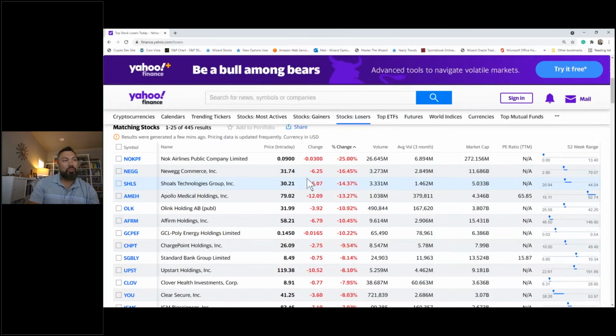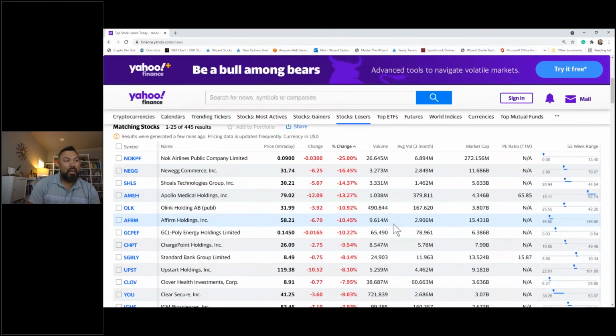Look at Shoals Technology Group. 1.4 average day. Today, 3.3. Stock price fell 14%. So it goes both sides. Surge up, price goes up. Surge down, price goes down. It works both sides. 1 million a day for Apollo versus an average of 379. That's almost a 3x activity. Stock price falls 13%. And you can look up and down the board here.